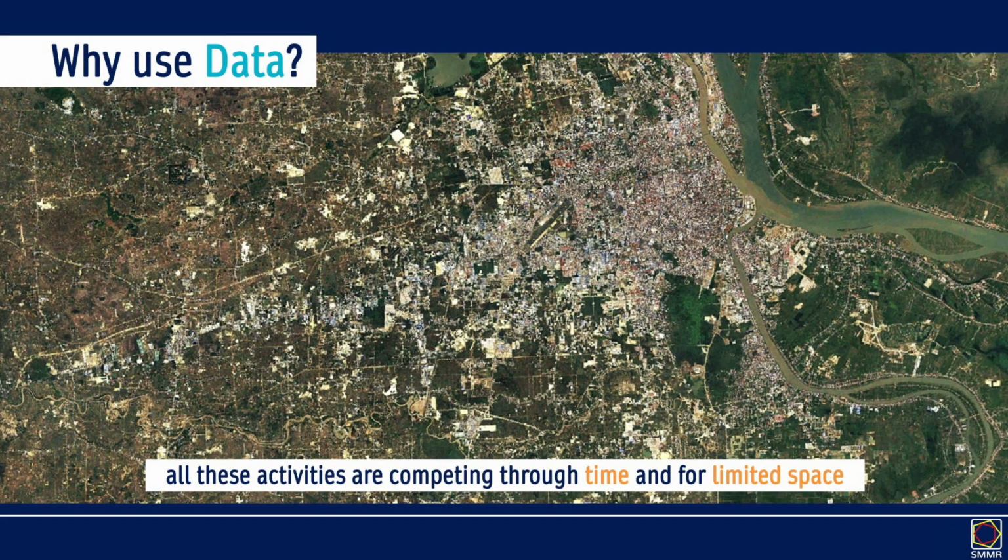And all these different activities and infrastructures are competing through time and for very limited space. And yes, Phnom Penh is growing outwards, but a lot of the growth is vertical. We're building upwards. So there's more and more activity happening in the same amount of space, and that adds to the complexity.